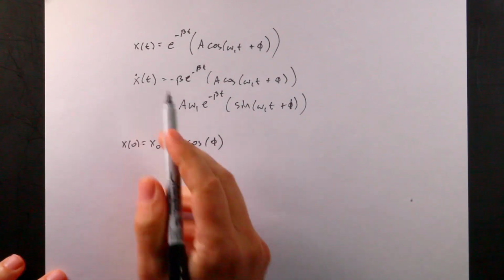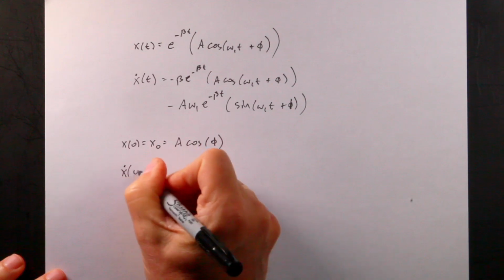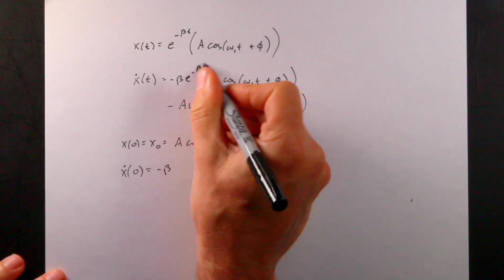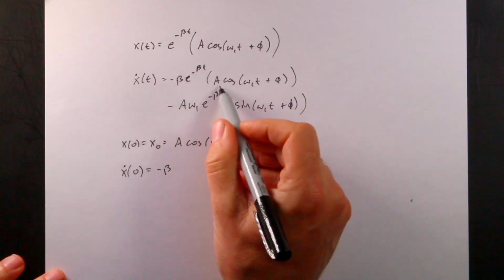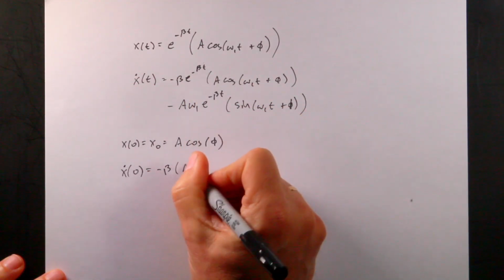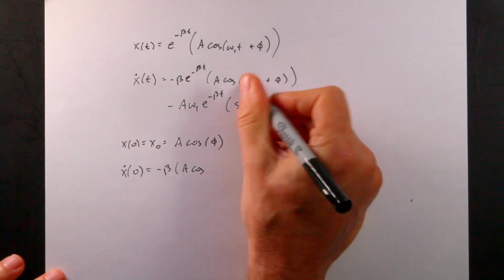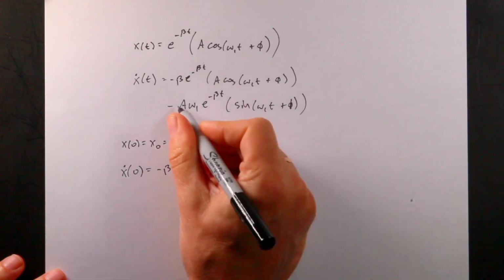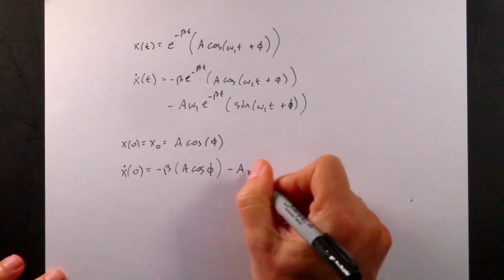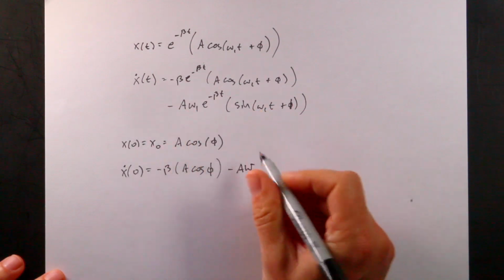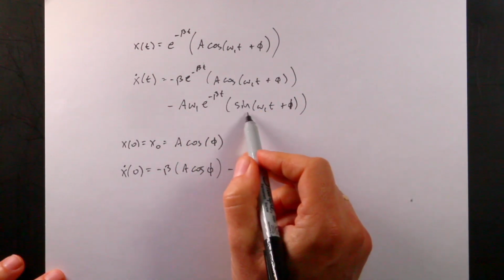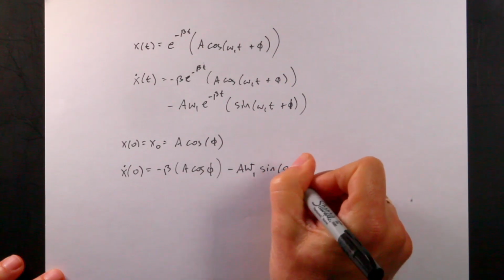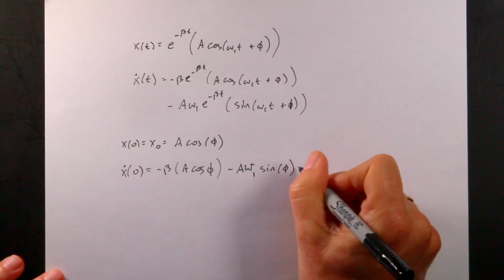But I can go over here to x dot. x dot at 0, let's put in 0, I'll get negative beta, and then that's going to be 1. And then this is going to be times A cosine of 0 plus phi, so just phi. Is that okay if I do that? That's okay. And then I get over here minus A omega 1, and that's going to be sine of 0 plus phi, so it's going to be sine of phi. And that I want to be equal to 0.